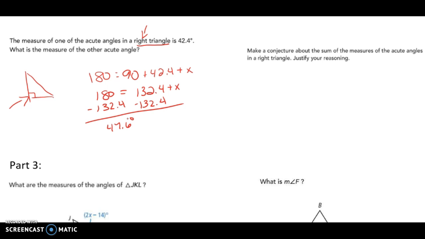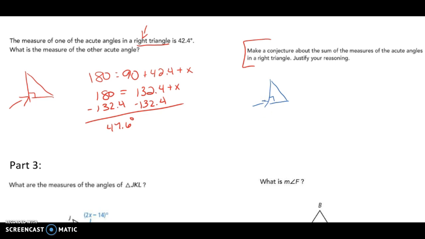degrees. Now, the other thing that they want you to know based on this information is, it says make a conjecture about the sum of the measures of the acute angles in a right triangle. Justify your reasonings. So the conjecture, that word just means a hypothesis or a theory. Give us your thoughts about the sum of the acute angles in a right triangle. So all of our right triangles have that 90-degree angle in them.